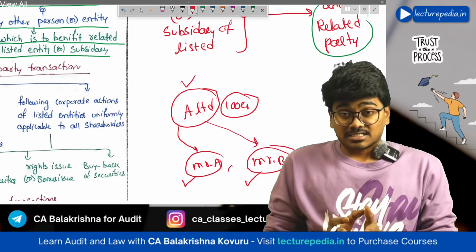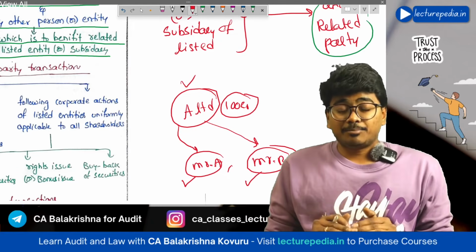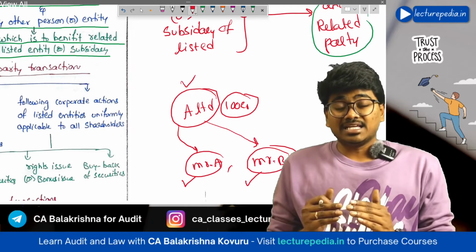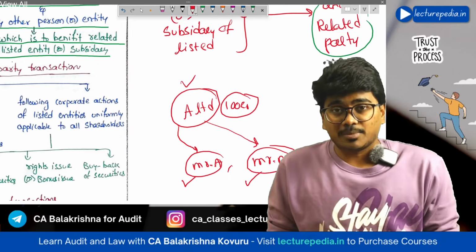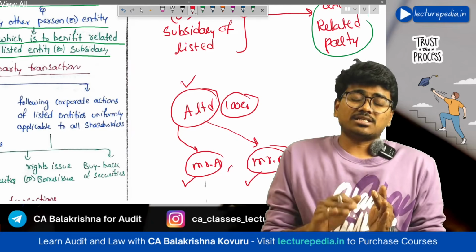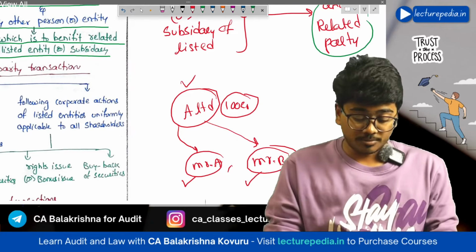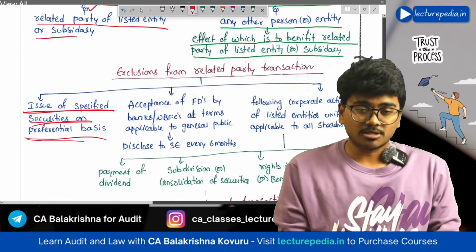Okay, if the securities are issued on a preferential basis to any related party, then such preferential allotment will not come under related party transaction, even though the transaction is with a related party. Hope that is clear. Okay, exclusion from related party: issue of specified securities on preferential basis.